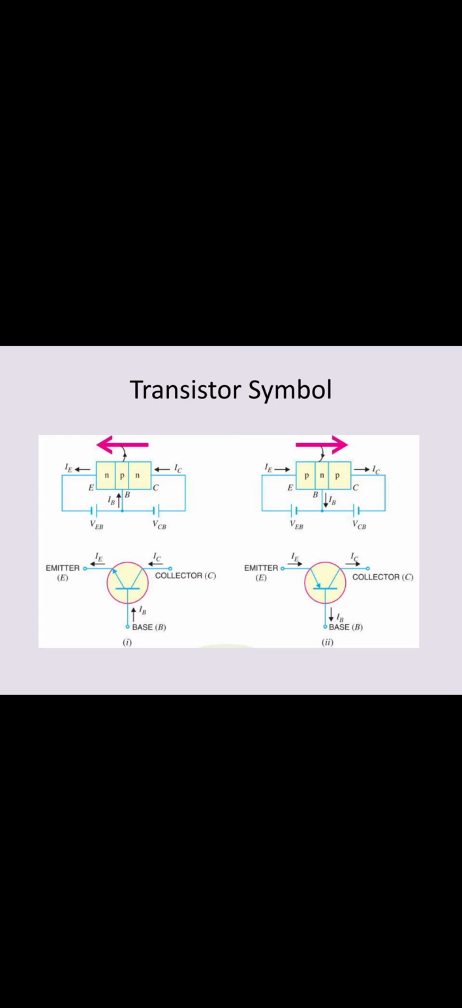Similarly, in PNP, N to P, that is the base to emitter, and P to N, that is the collector to base.